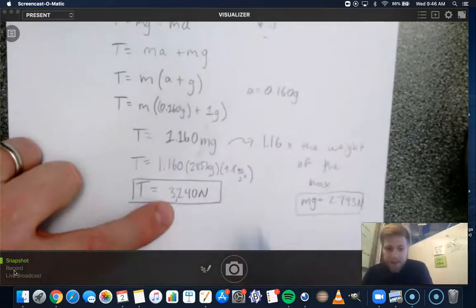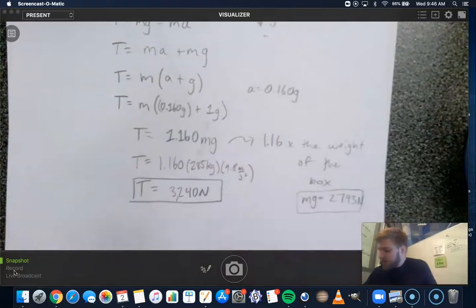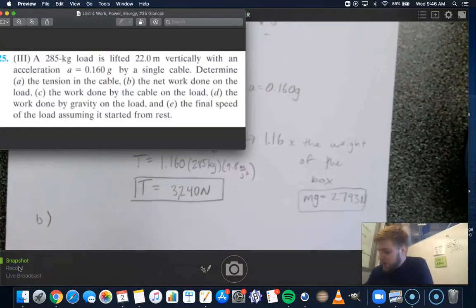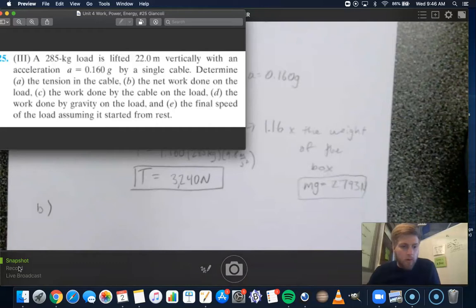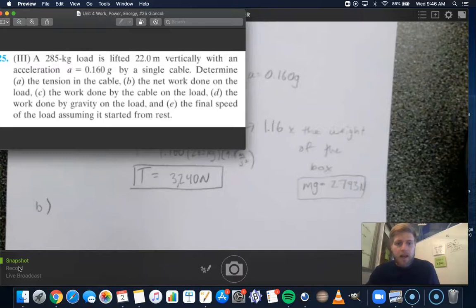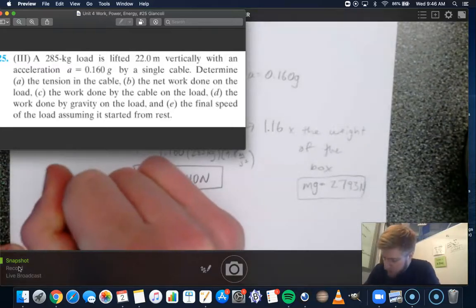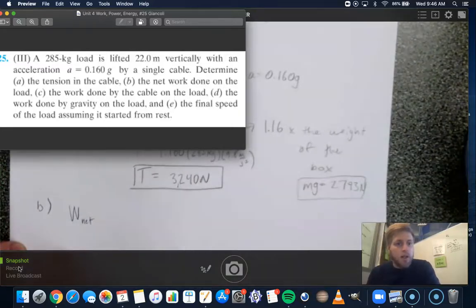Again, I got a little bit ahead of myself, but we can do a quick gut check. Is this about 16% bigger than this? Just purely glancing at it, yeah, it looks about right. So now that we know a bunch of stuff, we've set everything up, let's move on to letter B. It says we want to know the net work done on the load.